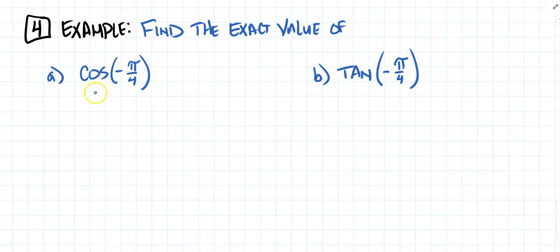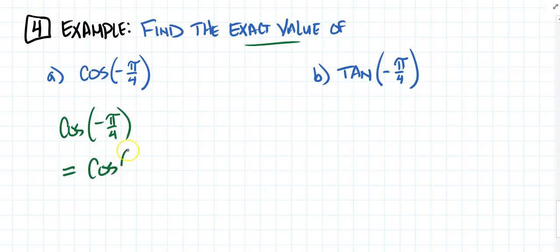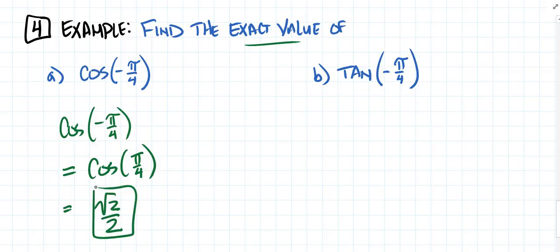Okay, so how do we use this stuff? Here's how we do it. The cosine of negative pi over 4, find the exact value. Well, I know that the cosine of negative pi over 4 is the same thing as the cosine of regular pi over 4 because cosine's an even function. Therefore, this has an answer of root 2 over 2 in exact value.